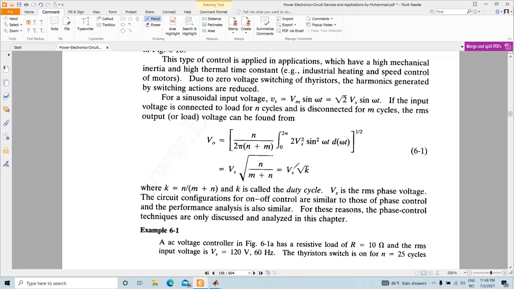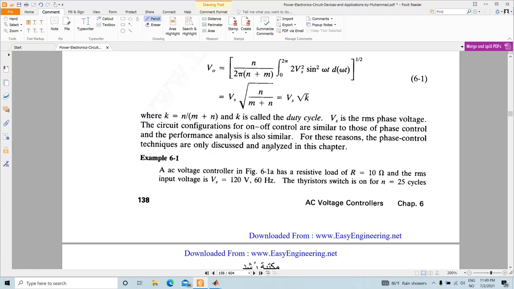So thus you can see that as this value of K is always less than 1, that means you can control the output voltage. You can vary the output voltage from 0 until Vs, or the source voltage. Okay, so let's try to address a numerical problem that is shown here.